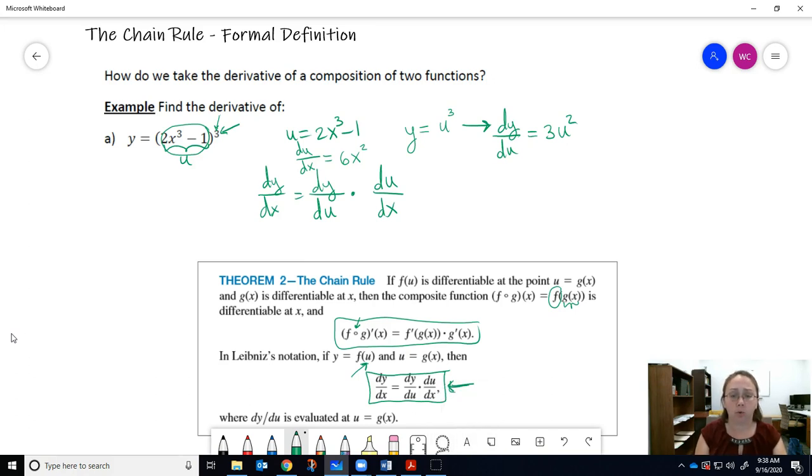All right, so according to our formula, let's see if I can move this down. Maybe? Nope.